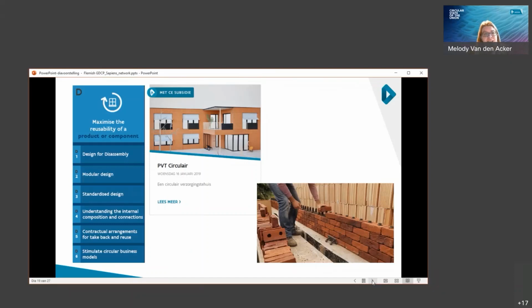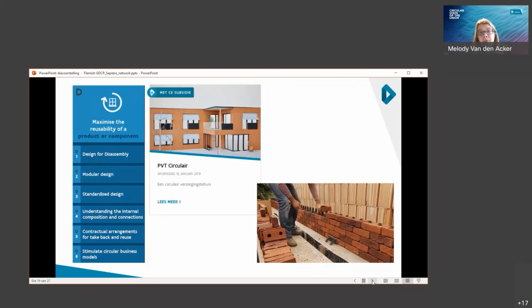Then when we're talking about maximizing the reusability, this is also an example of a Belgian supplier called Facade. So they make facade bricks that can be clicked together using sort of a Lego system. And this is really interesting because in fact they create a material bank, because the stones can be taken back afterwards when the building or the wall is no longer in use.